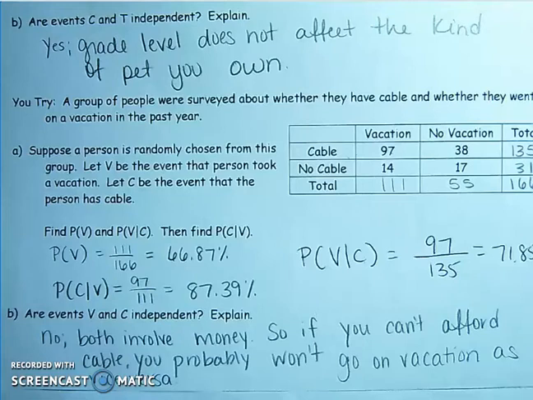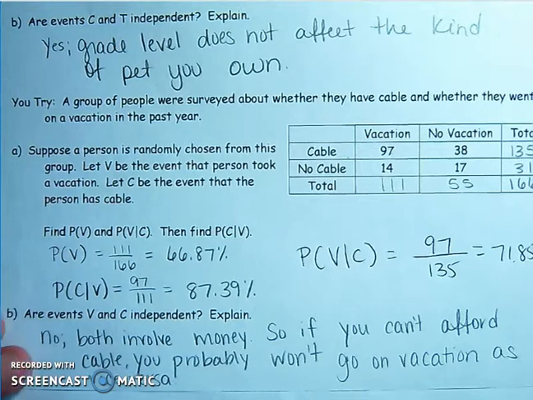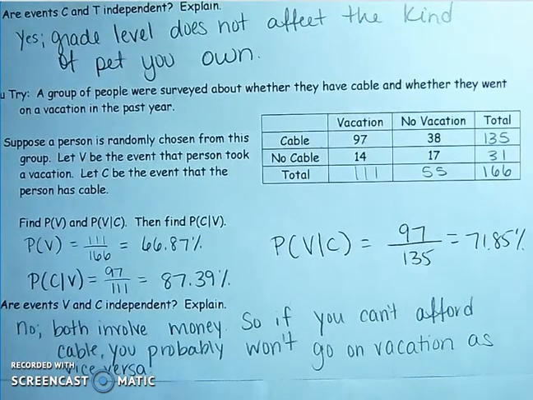So, from our two examples, you have one that shows where things are not dependent on each other. The cats and owning pets has nothing to do with your grade level. Whereas whether or not you have vacation and cable do kind of have a little bit to do with each other because they both involve money. So if you can find a common ground between the two, more than likely they are dependent upon each other in some way, shape, or form.